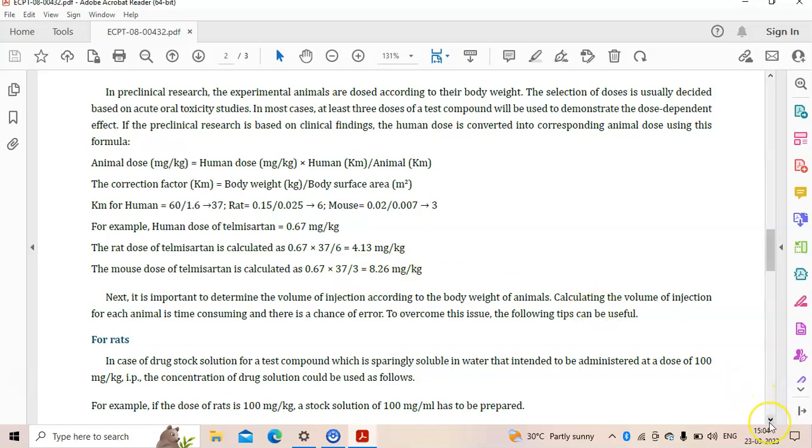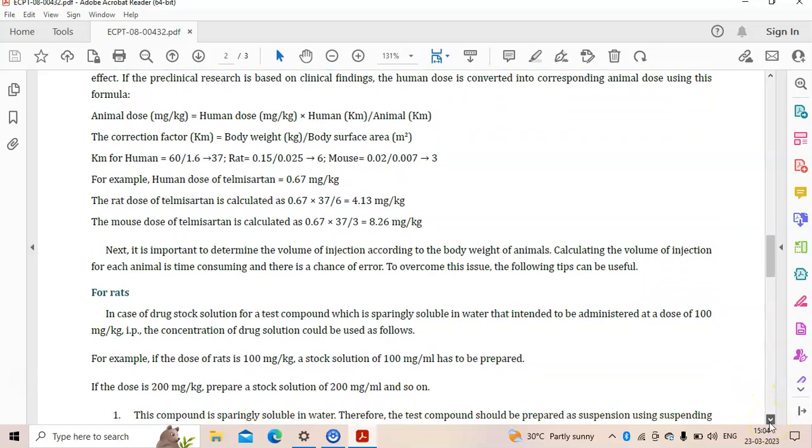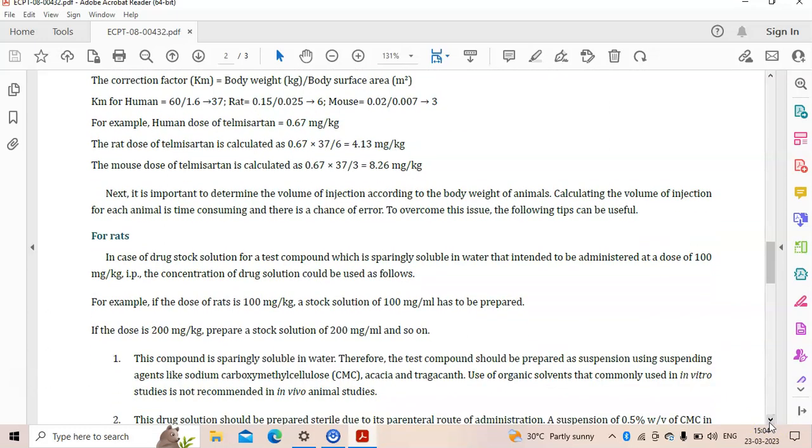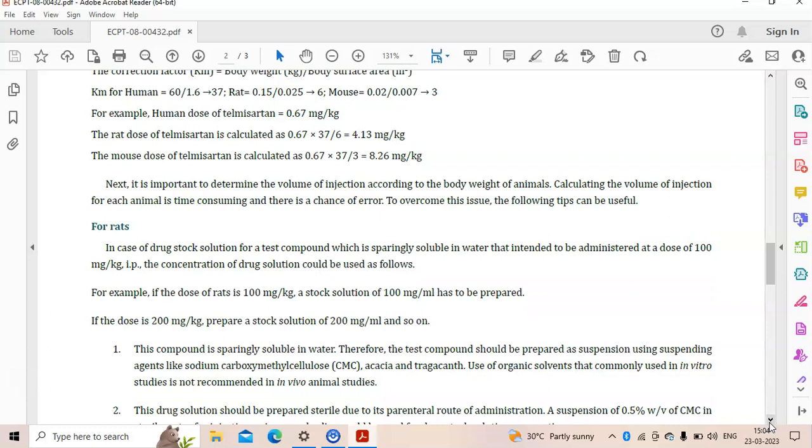So by using this formula we can calculate the dose of the drug, but how much volume should be injected in the animals? It is important to determine the volume for injection according to the body weight of animals. Calculating the volume of injection for each animal is time consuming, and there is a chance of error. To overcome this issue, the following tips can be useful here.